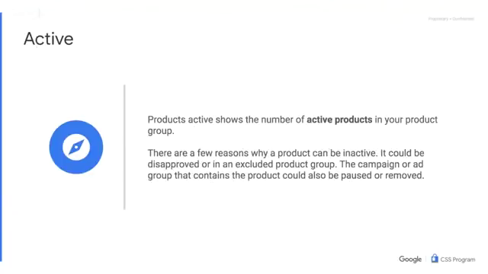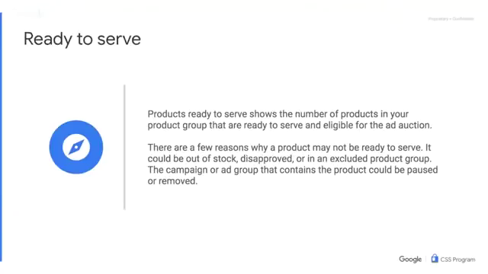Products active shows the number of active products in a product group. Now, there are a few reasons why a product can be inactive. It could be disapproved, or it could be in an excluded product group. In addition, the campaign or ad group that contains the product could also be paused or removed. Products ready to serve shows the number of products in your product group that are ready to serve and eligible for the ad auction. There are a few reasons why a product may not be ready to serve. It could be out of stock, disapproved, or in an excluded product group. As you can see here, the distinction between ready to serve and active is whether the item is in or out of stock.